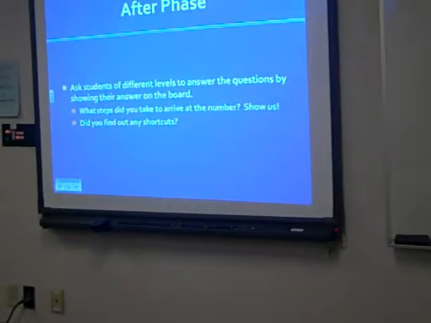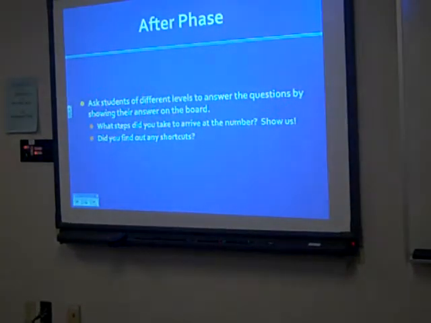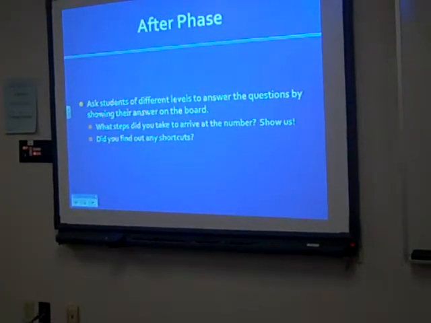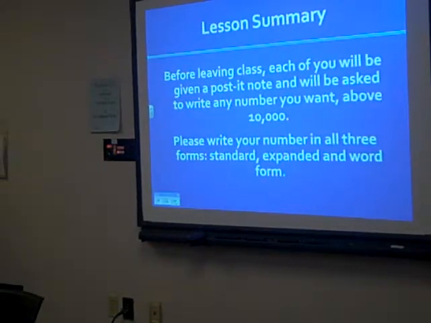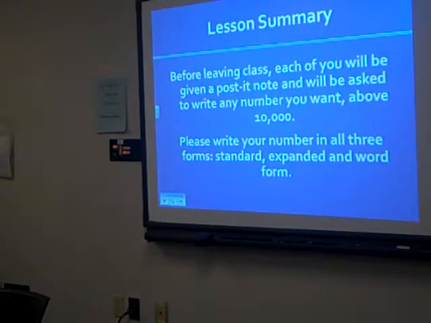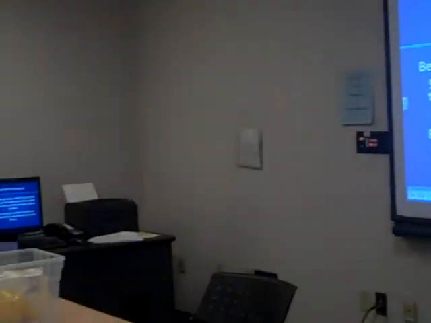So that was the after phase. How did you get there? Discuss any shortcuts that they might have had. Okay, and then before leaving class, we pass out a Post-it note to each student and have them write down a number above 10,000 and represent it in all 3 forms to make sure that they understood the lesson.